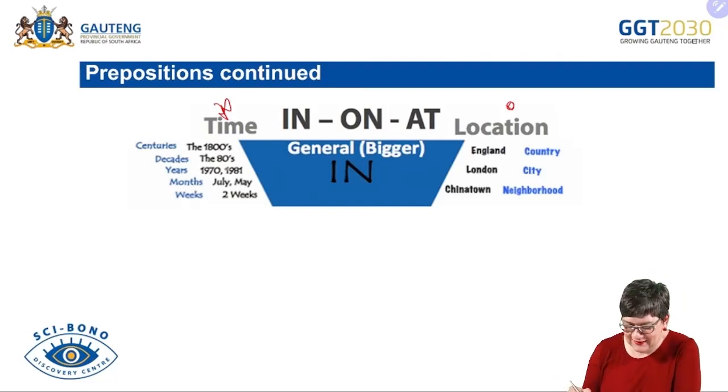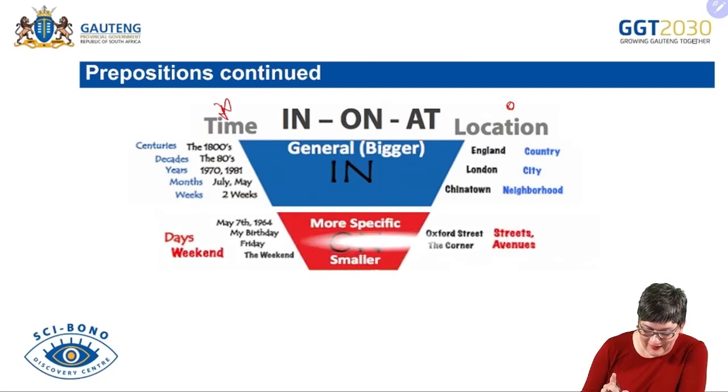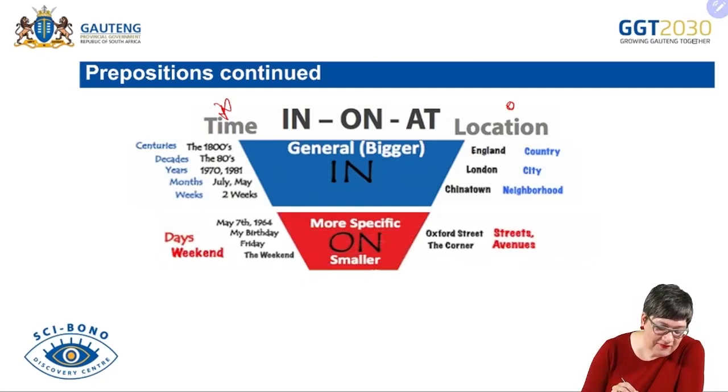In the 80s, I stayed in England. Does it make sense? But the moment we become more specific and we get smaller, in other words, for time, we refer to days or weekend. And in location, we're working on streets or avenues. Then I'm going to use on. Can you see the difference? We were in a country, in England, and now we're on Oxford Street. So I said on Oxford Street on May the 7th.